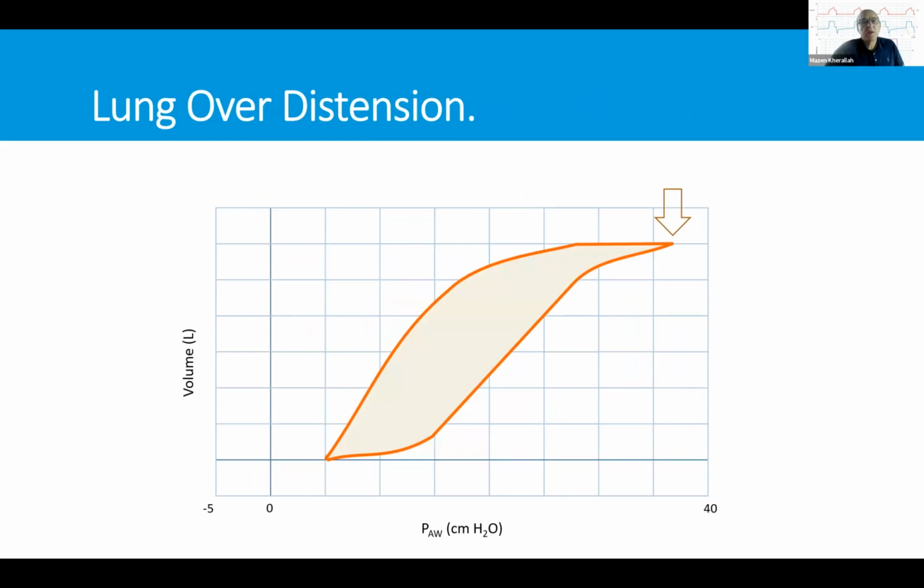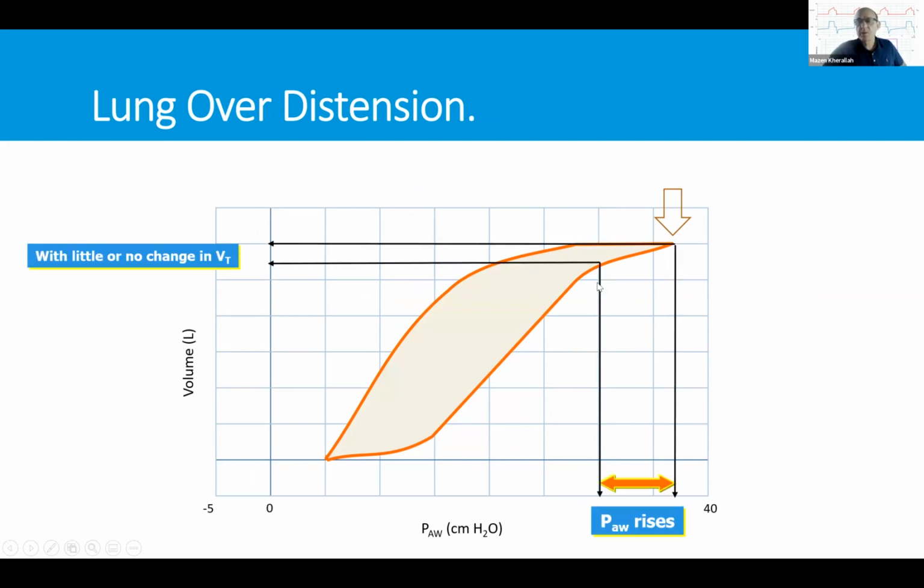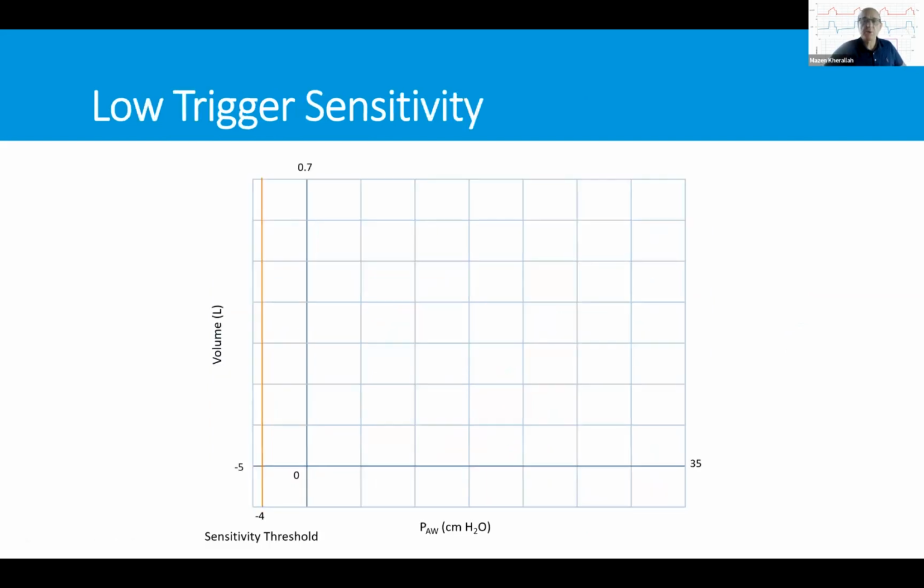You need to avoid having a PV loop like this. This means that you're, number one, de-recruiting here and over-distending here. This is the upper inflection point. The pressure that you're putting in the system is resulting in very little tidal volume, as you see here, compared to what you have here, but too much pressure. You end up having barotrauma because of overdistension. You can also look at the sensitivity trigger level on the PV loop. And you can see that the patient here, let me just repeat it again.